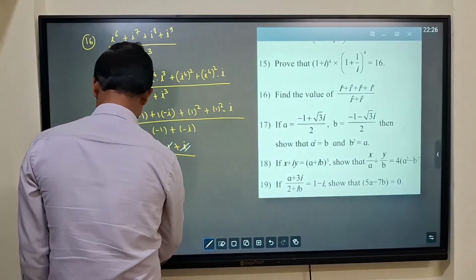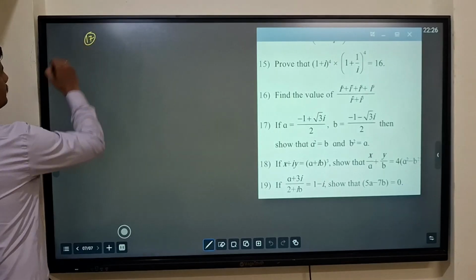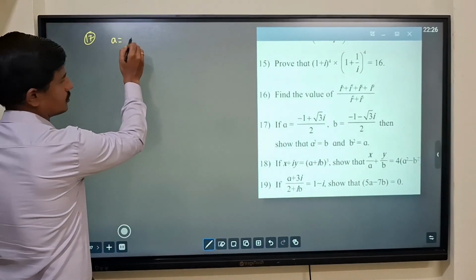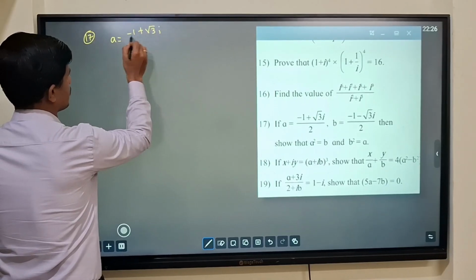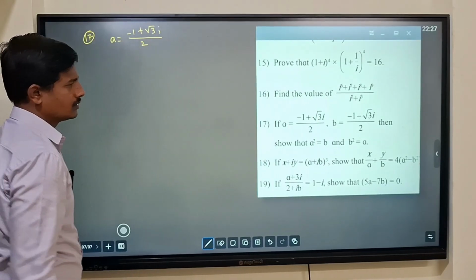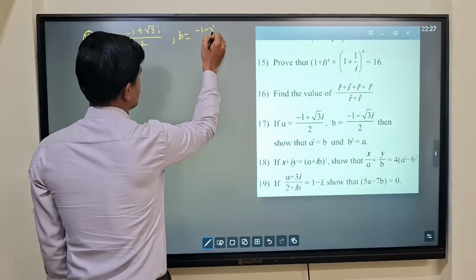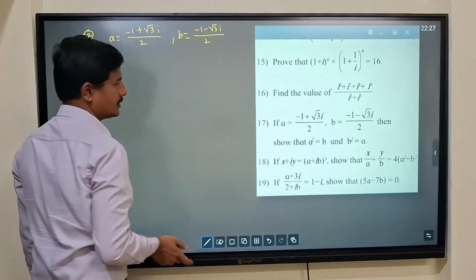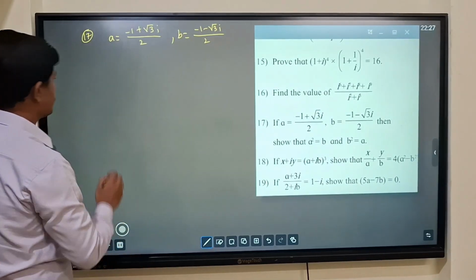Now, question 17. If a is equal to minus 1 plus root 3 i upon 2 and b is equal to minus 1 minus root 3 i upon 2, then show that a square is equal to b and b square is equal to a.